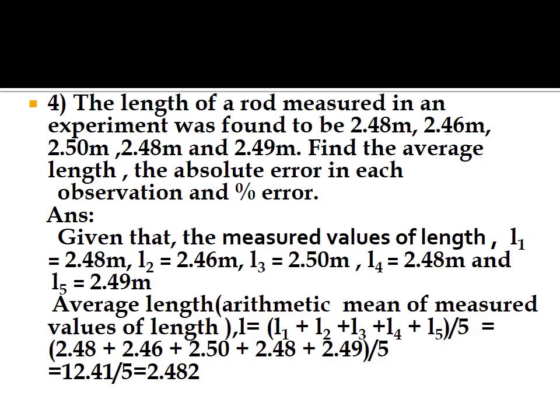So it is equal to L1 plus L2 plus L3 plus L4 plus L5 all divided by 5, is equal to 2.48 meter plus 2.46 meter plus 2.50 meter plus 2.48 meter plus 2.49 meter whole divided by 5, is equal to 12.41 divided by 5, is equal to 2.482 meter.